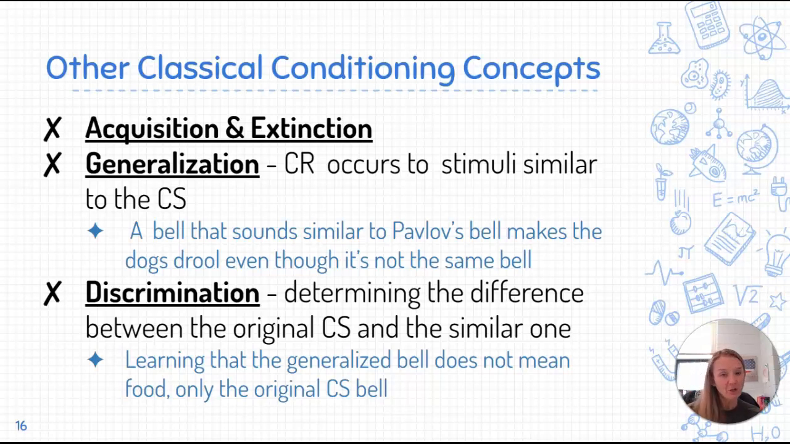Discrimination is the flip side of that. It is when the dog could distinguish, or you could distinguish, the difference between two things. This also happens when we talk about other types of learning. Generalization is when you apply one thing to a larger concept or things that are similar, and discrimination is when you can tell the distinct differences between each individual.